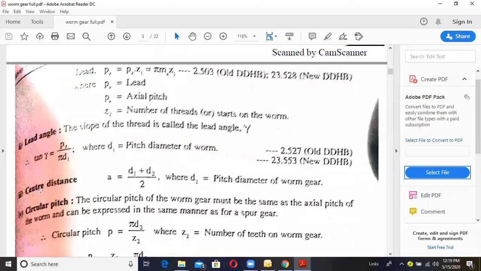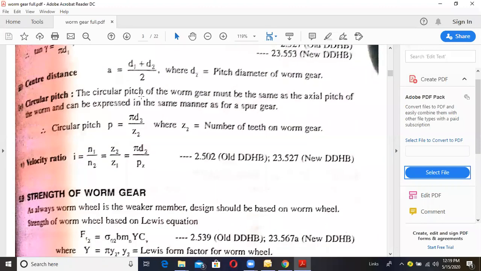Next, another formula, center distance. The center distance can be calculated by using the formula a is equal to (d1 plus d2) by 2. d2 is the pitch diameter of the worm gear or worm wheel. Next is circular pitch. The formula to calculate circular pitch is P is equal to pi d2 divided by z2.